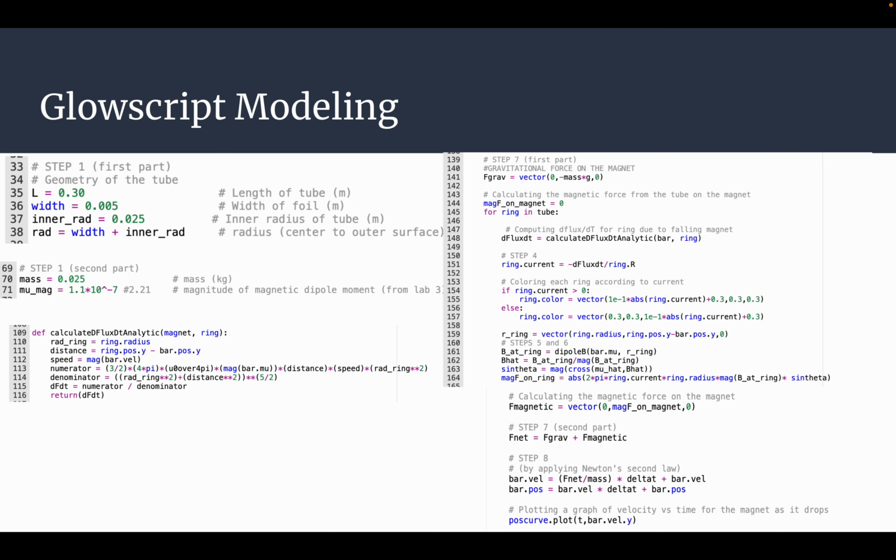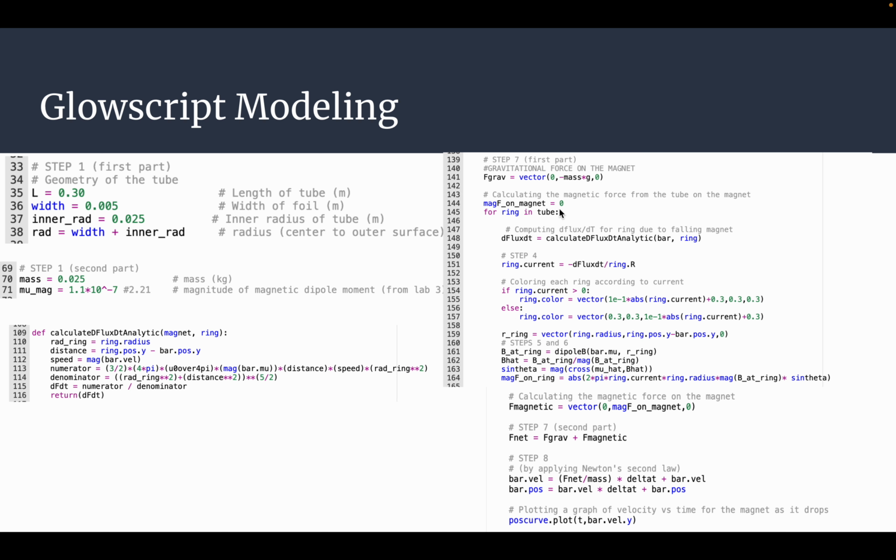So, the GlowScript modeling. Here we're just initializing the tube and the magnet. Here we're calculating the flux through the magnet, flux through a ring. And here we're finding the gravitational force on the magnet.